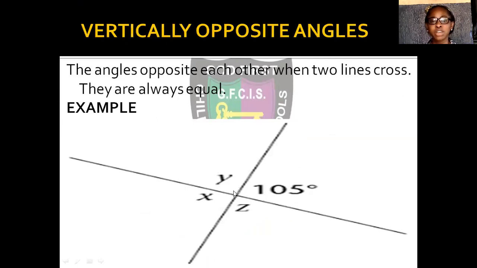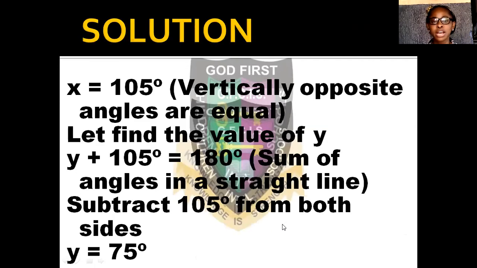360 degrees, because they are angles at a point, which is equal to 360 degrees. But this one is what? Vertically opposite angles are equal. Since our x is equal to 105, our y is equal to z, and our y and z value is equal to 75 degrees. So let's move ahead.